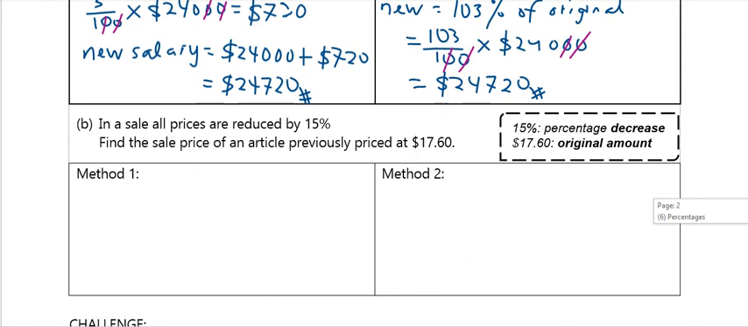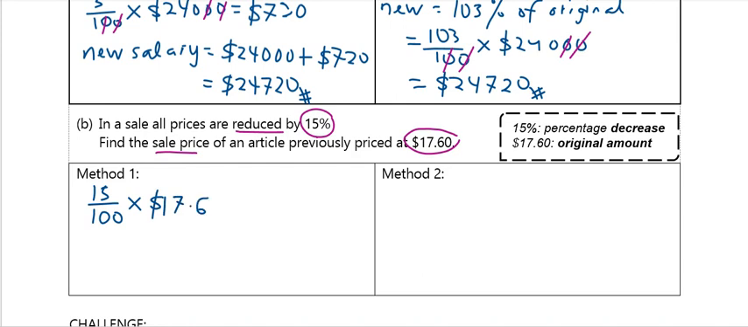So next one is for part B. In a sale, all prices are reduced. Okay, so there's a percentage decrease by 15%. Find the sale price of an article previously priced at $17.60. So same thing here, you just have to find out the amount of loss or the amount of decrease by taking the percentage of decrease of the original, because here $17.60 is the original amount. So here I will suggest you to just multiply 15 times 17.6.